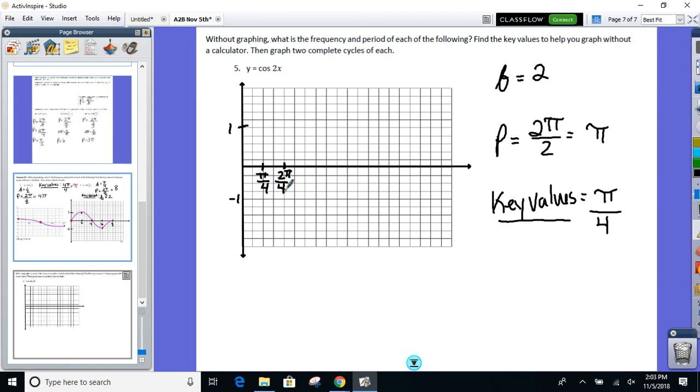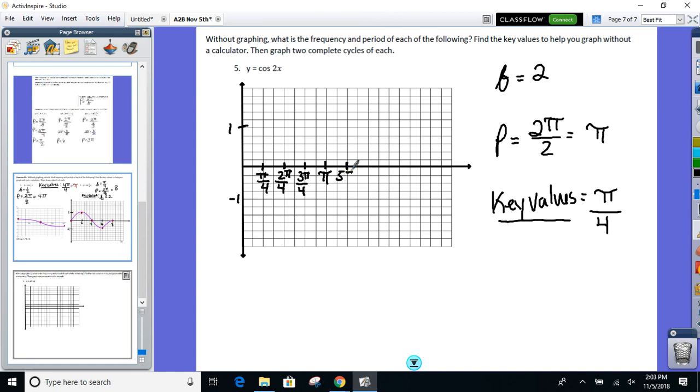I don't care. What do you think the next one is? I did 1, I did 2. 3 pi over 4. Next one, 4 pi over 4, also known as pi. Hey, we just did 1 cycle. There's 1 cycle. Keep going, though. I need 2. So what do you think the next value is going to be?